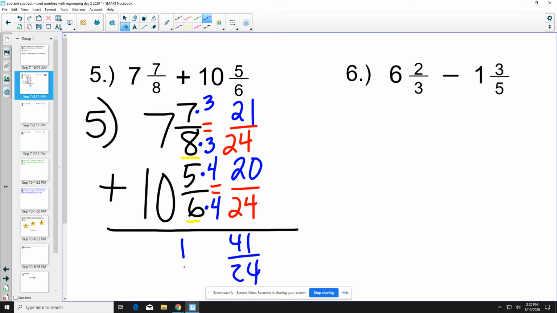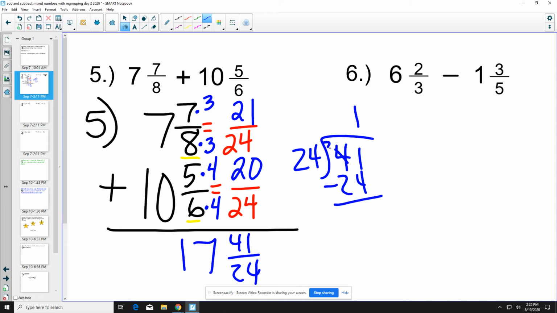And then I'm going to add 7 and 10, my whole numbers, to get 17. Okay, 41/24 is improper, so I can't leave my answer that way. The reason it's improper is 41 is larger than 24. So what I'm going to do is take 41 and divide by 24. So let's see, 24 goes into 41 once. I'm going to borrow. 11 minus 4 is 7, 3 minus 2 is 1. If I go in a circle, this is going to be 1 and 17/24ths.